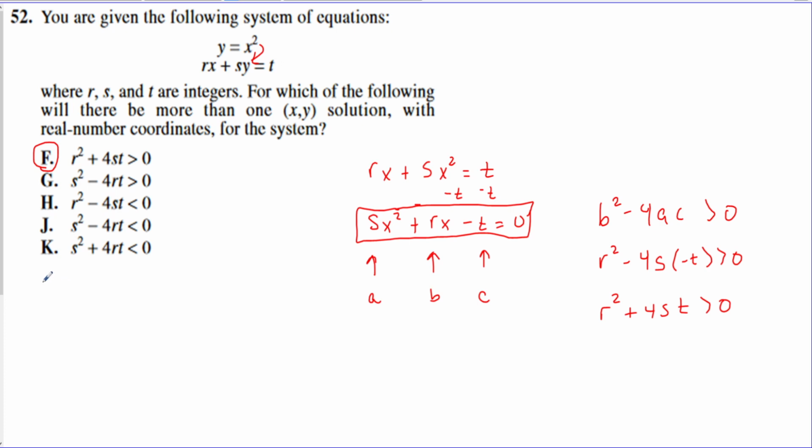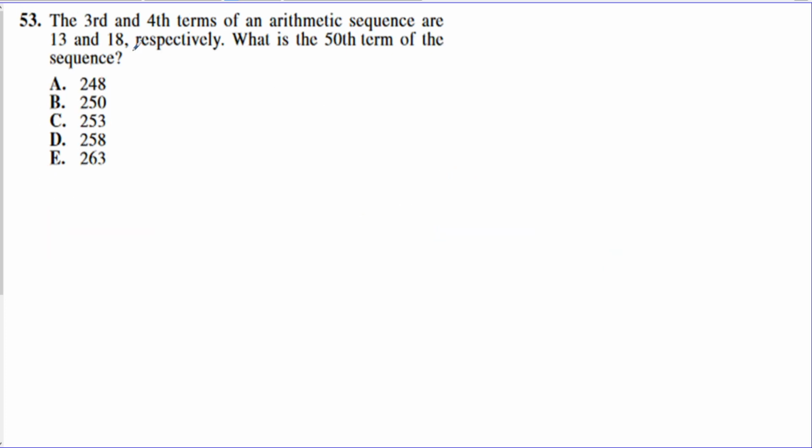Okay, so this was a formula sheet problem. If you don't remember things about the discriminant, it does have that on there for you. Okay, all right, problem number 53. The third and fourth terms of an arithmetic sequence are 13 and 18 respectively. What is the 50th term of the sequence?